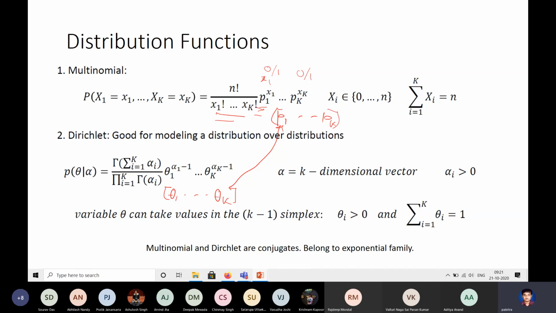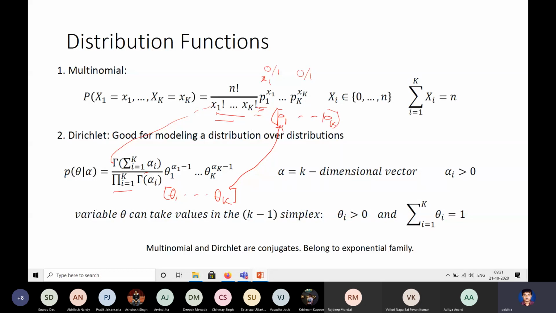Okay. So if it is a k dimensional simplex, there will be k number of alphas, alpha 1 to alpha k. So alpha would be a k dimensional vector, where each of them we assume to be greater than 0. And this is a gamma function, which, if you look at the form, these two are of similar nature. And this is just a normalizing factor, so I am ignoring this. So the Dirichlet is also an exponential distribution.